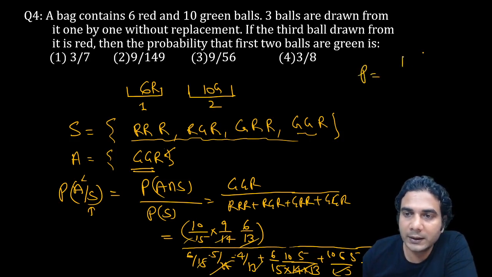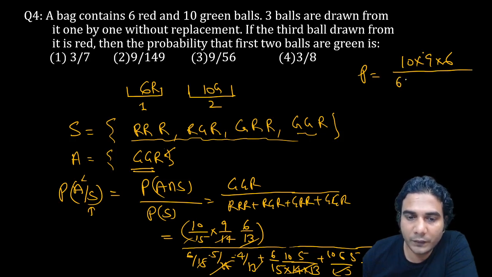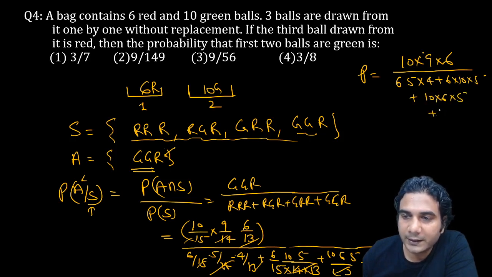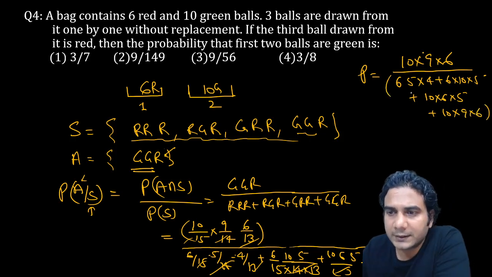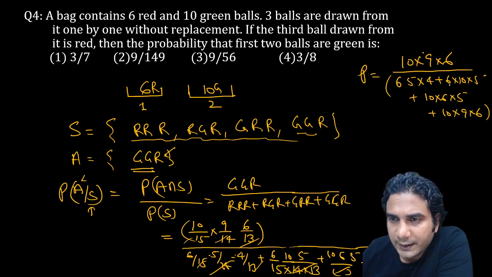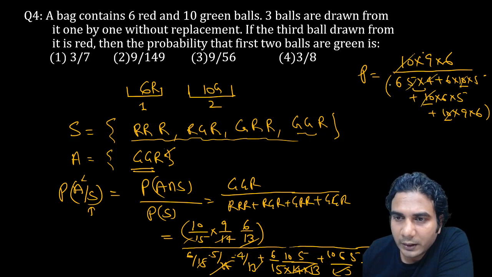So the required probability is 10 into 9 into 6 divided by 6 into 5 into 4, plus 6 into 10 into 5, plus 10 into 6 into 5, plus 10 into 9 into 6. All right, let's simplify it. See if any number is common. So yes, you can take 10 common. Let's cancel 10 first of all. If I cancel, only 2 will be left in this.